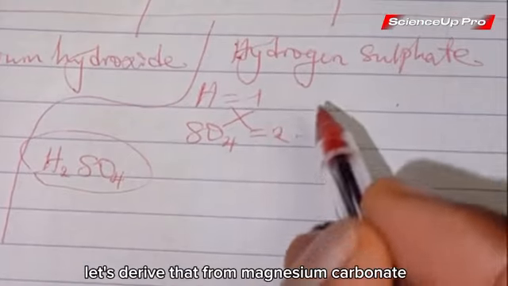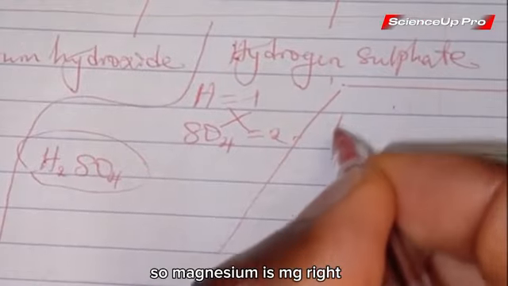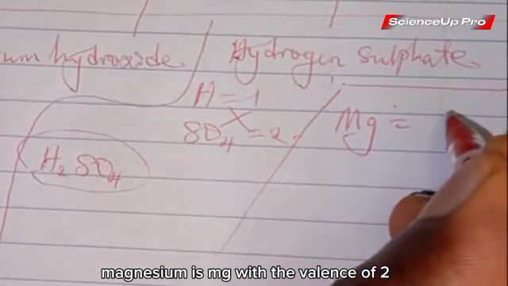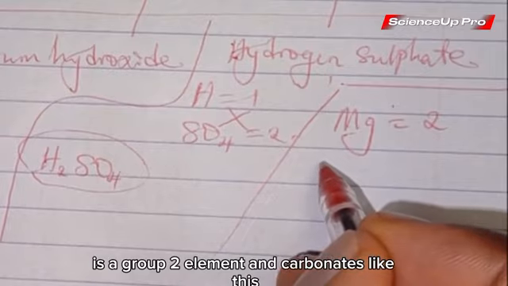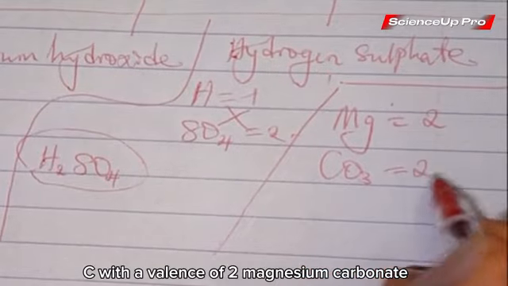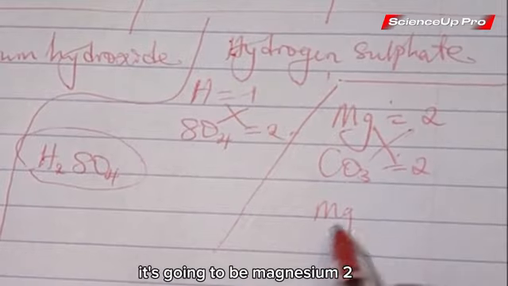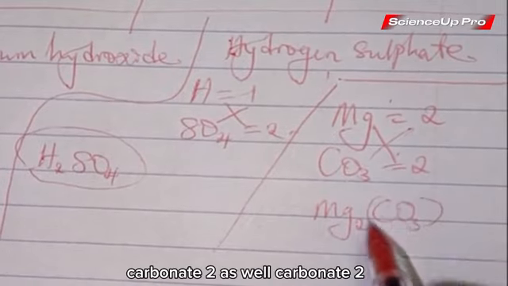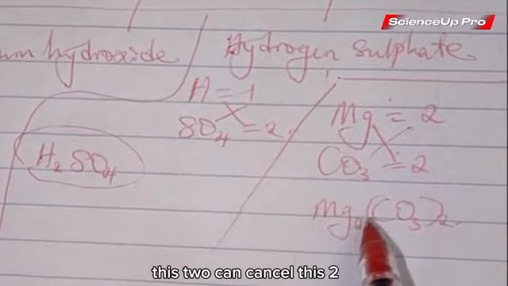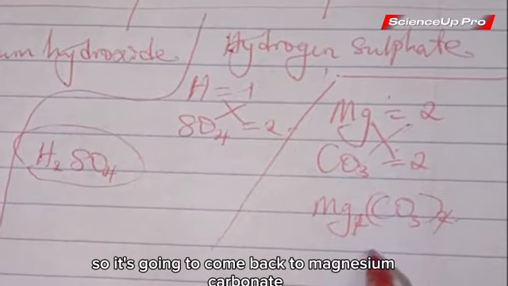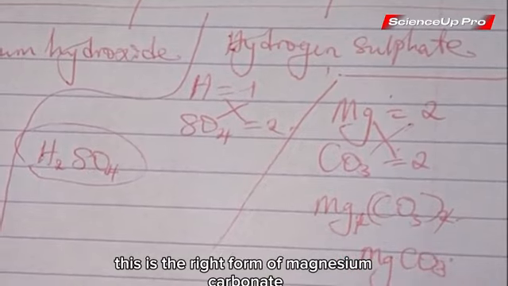Let's derive that from the magnesium carbonate. Magnesium carbonate, magnesium and carbonate. So magnesium is Mg, right? Magnesium is Mg with the valency of 2, a group 2 element, and carbonate like this, with a valency of 2. If you cross multiply this, it's going to be magnesium 2, carbonate 2 as well. But if you want to simplify to the lowest form, this 2 can cancel this 2. So it's going to come back to magnesium carbonate. This is the right form of magnesium carbonate.